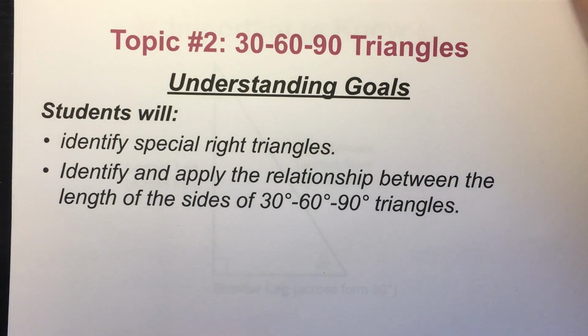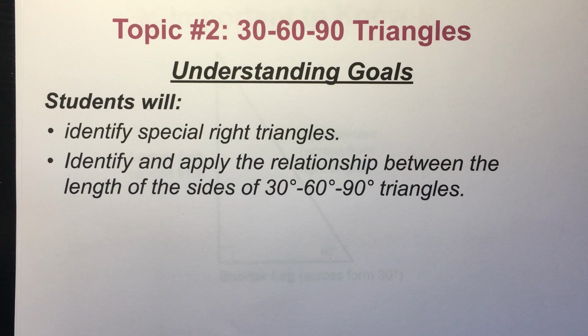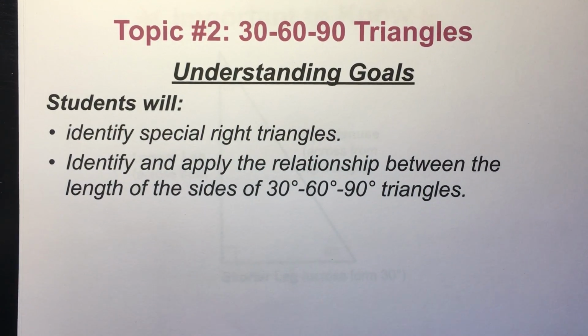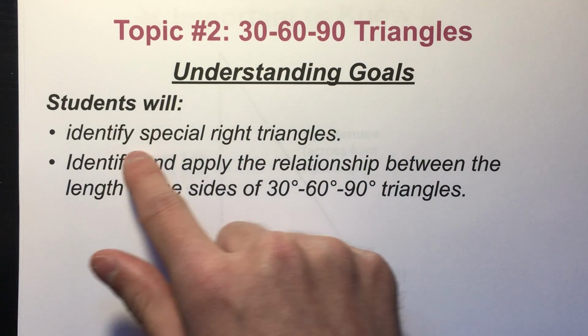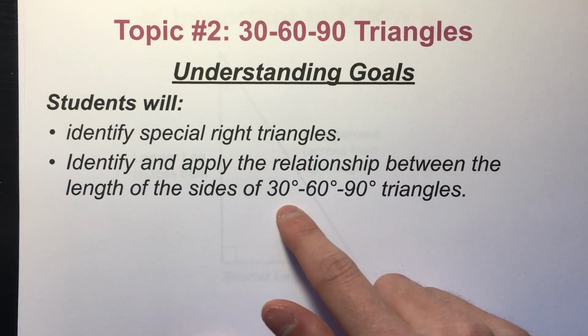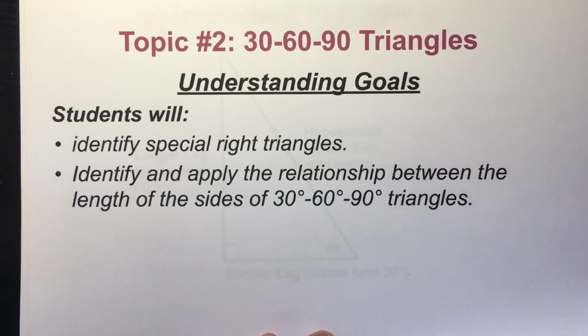So yesterday we looked at 45, 45, 90 triangles. Today we're going to be looking at 30, 60, 90 triangles. So hopefully after today you guys will be able to identify special right triangles and identify and apply the relationship between the length of sides of 30, 60, 90 triangles.